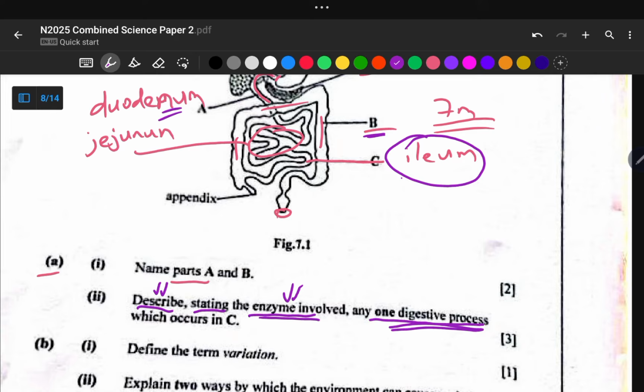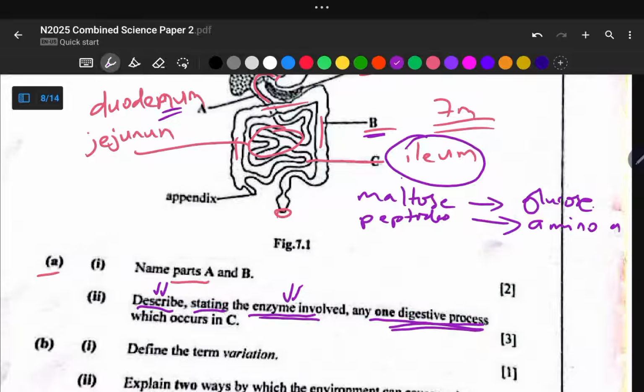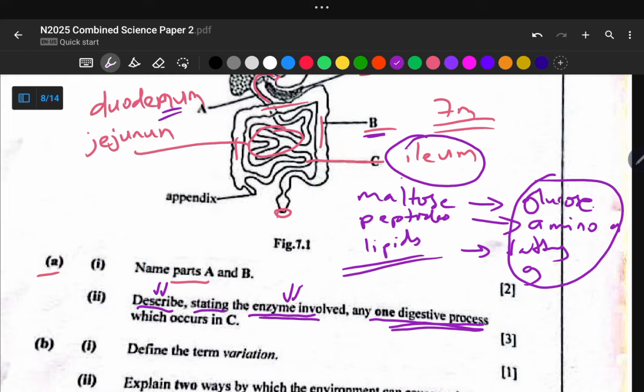In the ileum is where we are going to have the final digestive processes. We are going to have the digestion of maltose being broken down into glucose, right? We are also going to have the digestion of peptides being broken down into amino acids. And the digestion of lipids broken down into fatty acids and glycerol, right? So you should know the simplest units of these biological molecules.